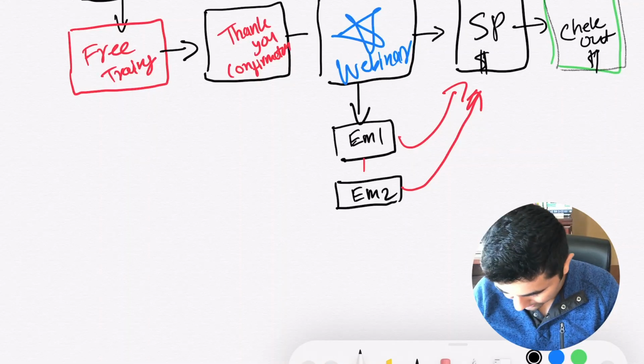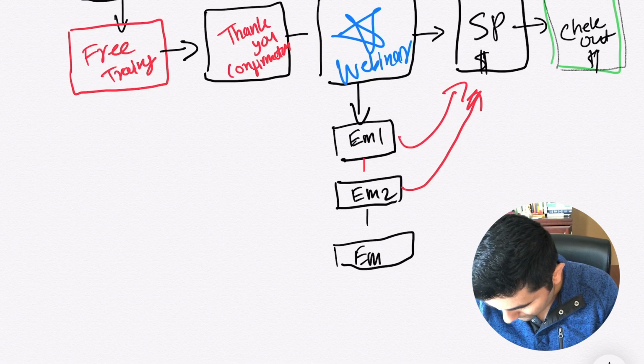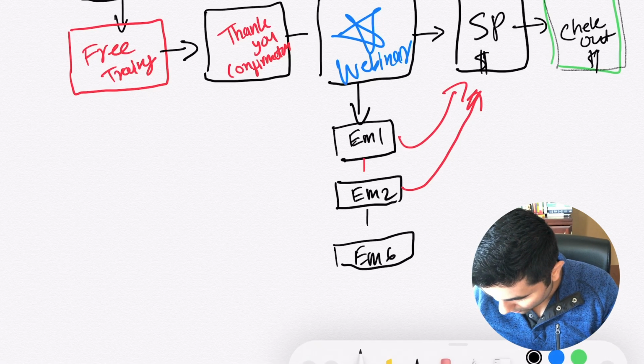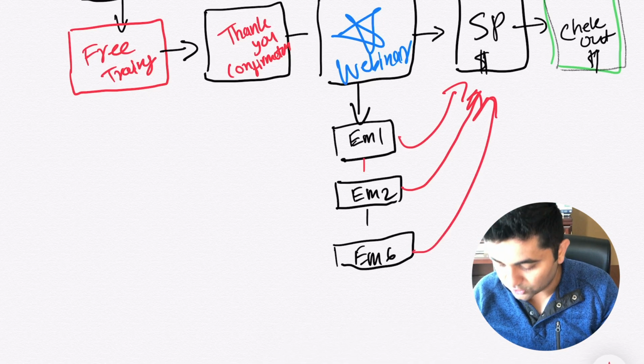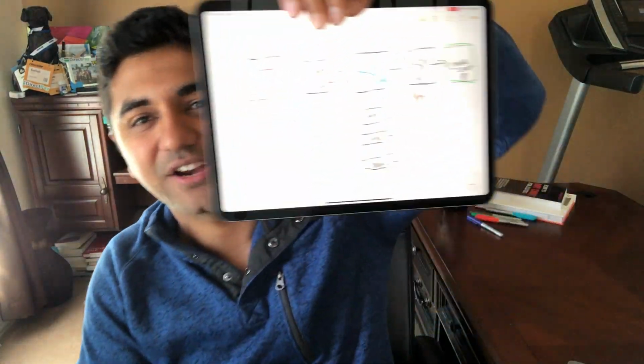Now, again, this goes on till email number, I would do no more than 6. Again, the point of all these emails is to take them back to the sales page right here. So that's the whole entire funnel. I've taught you that right here.